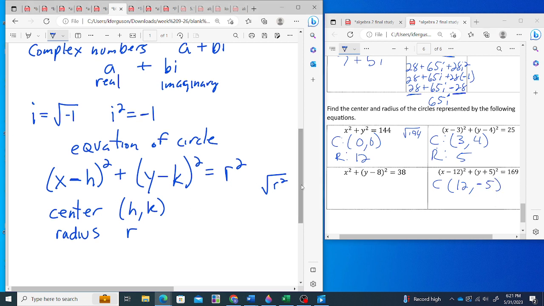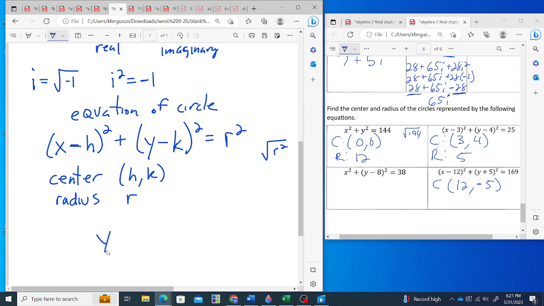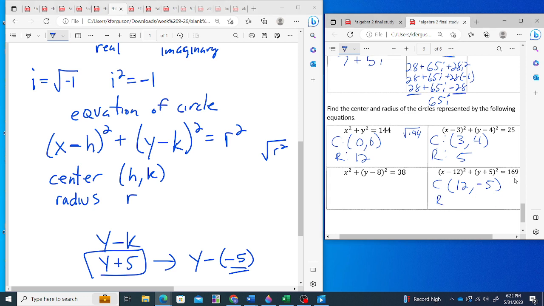Well, just so you can understand, I'll write this out. If I'm telling you that the format is y minus k, and I've got y plus 5, that doesn't look like that. But if I change y plus 5 and try to get it to look like y minus k, I say y minus a negative 5. See that those two things are the same. Y plus 5 is the same as y minus a negative 5. And y minus a negative 5 is that format, y minus k. So that's why we got a negative 5 there. And then I've got my radius, which is the square root of 169, which is 13.